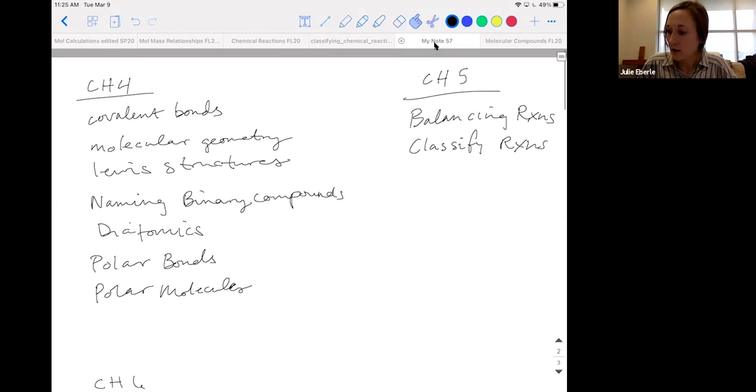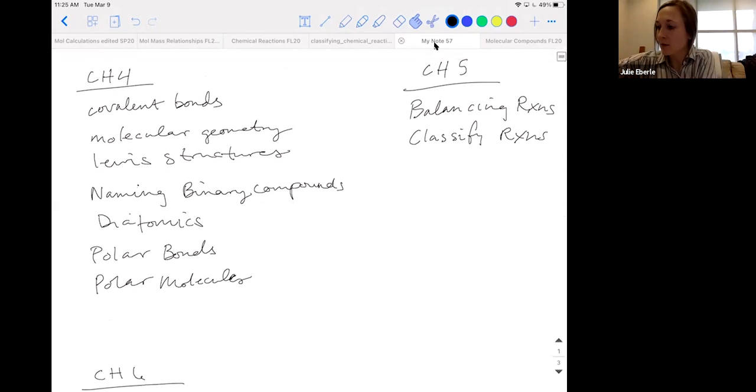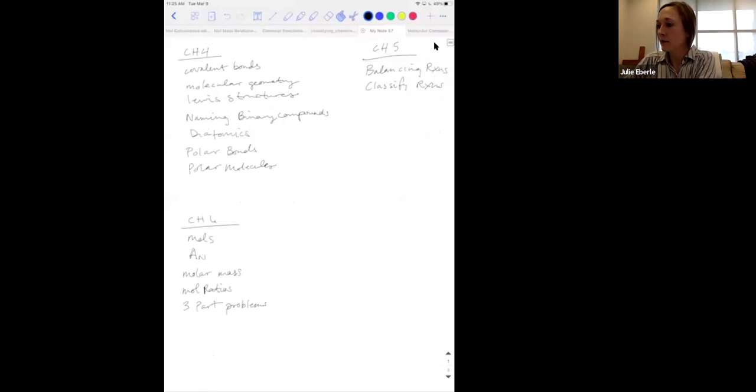Okay, so this is what we came up with this morning. And I'll scroll back down. Actually, let me turn it sideways. Maybe you can see it all at once. Okay. I know it's a little bit smaller. We said chapter 4. So screenshot this if you want. Chapter 4, we said the big hitters were covalent bonds, molecular geometry, Lewis structures, naming binary compounds, remembering your diatomics. Okay, polar bonds, polar molecules. Those are pretty interesting, pretty difficult sometimes.